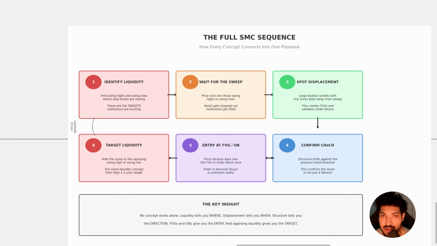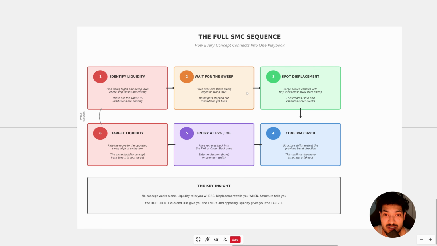And then all you're simply doing is entering back into the fair value gap or the order block, and you're entering based off the next slide I'm going to show you, which is premium and discount. You're either entering in a discounted area or a premium area, whether you're buying or selling, and you just target the opposing liquidity, which is going to be the opposite swing high or swing low. This could also be a session high or low, like London, Asian, New York session. And then this is the whole cycle. It literally just repeats, guys. It's literally this framework. So you can take a screenshot of this, but it's this simple.